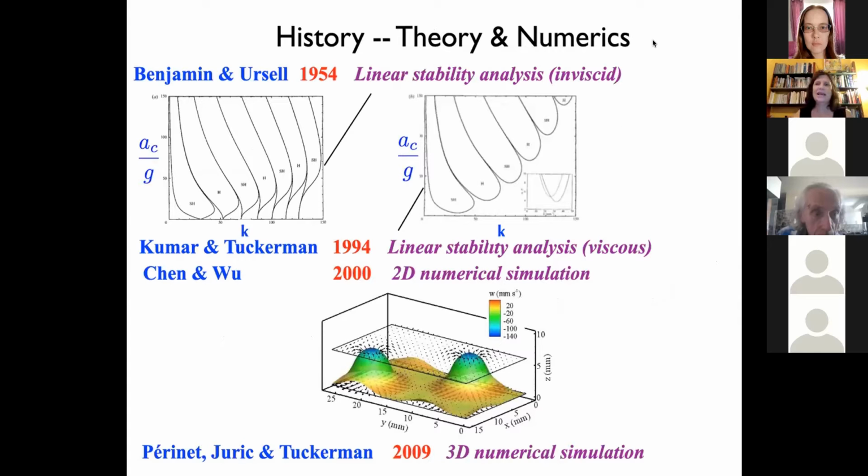That is to say, this is the result of the linear stability analysis of Benjamin and Ursell in the inviscid case and ours in the viscous case. Let me explain to you what this is. For different wave numbers, k, and amplitudes of shaking, you have instability of the harmonic and subharmonic type at these values in the parameter plane.